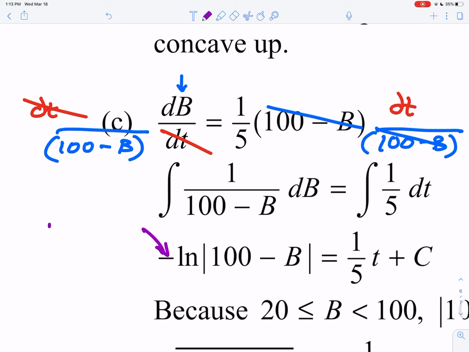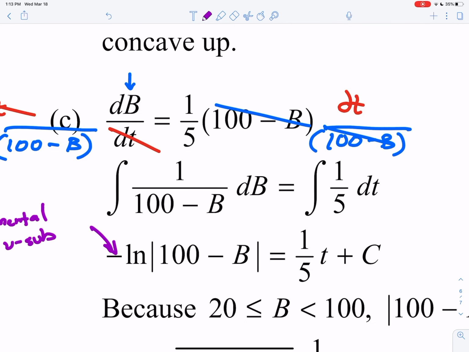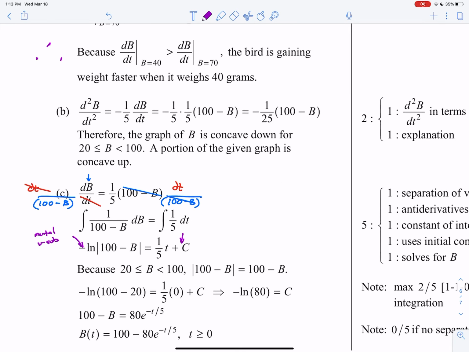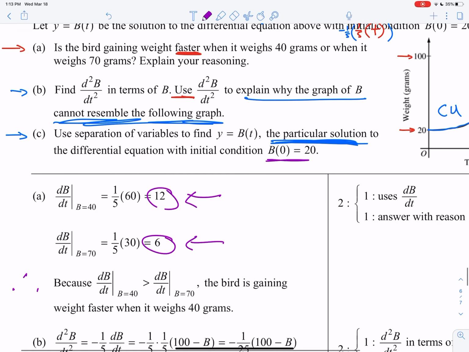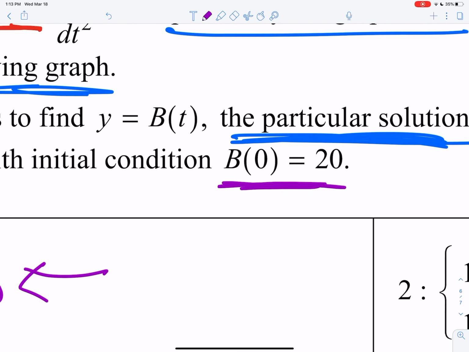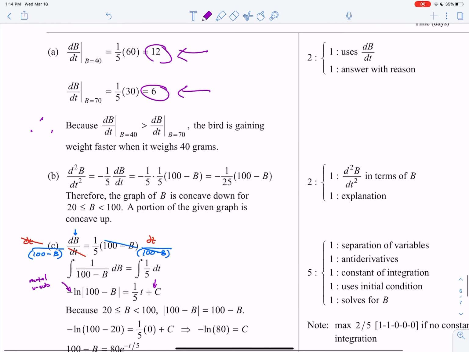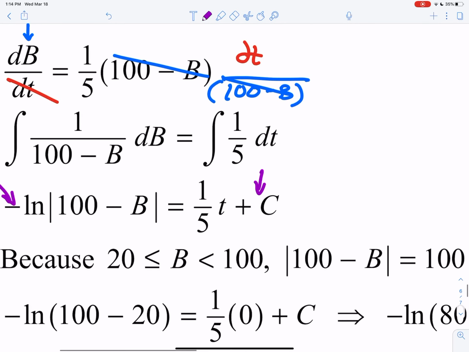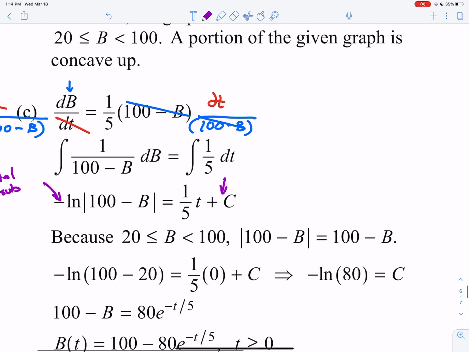Here we just use mental u-substitution. The right side, very straightforward. The integral of a constant is just something linear. Don't forget your plus c. So we separated, we integrated, now we have to find c. They do give us a condition: b of 0 is equal to 20. So at time 0, the population is 20 here. So here we go. At time 0, the population is 20, which is what you see right here.